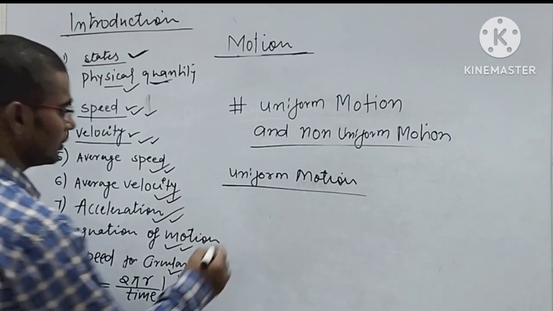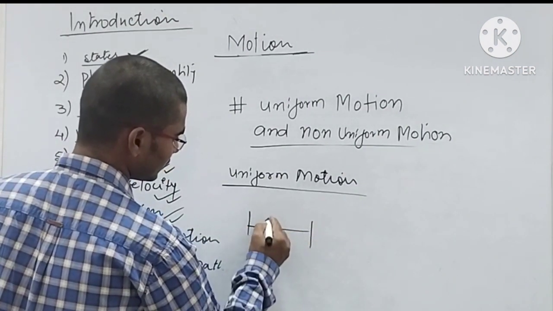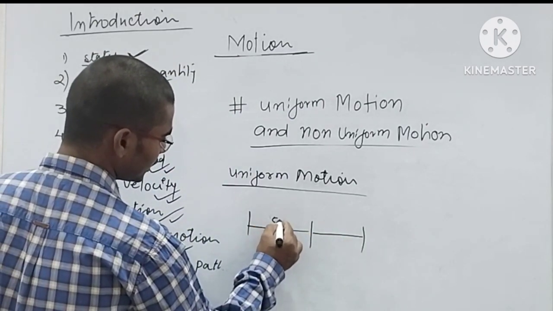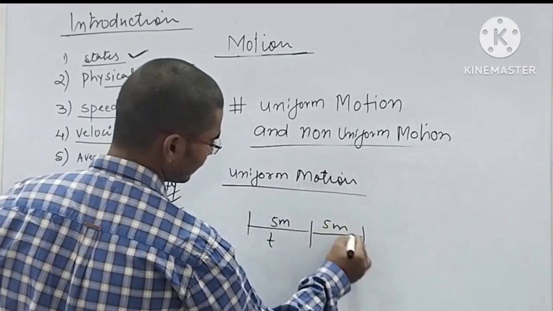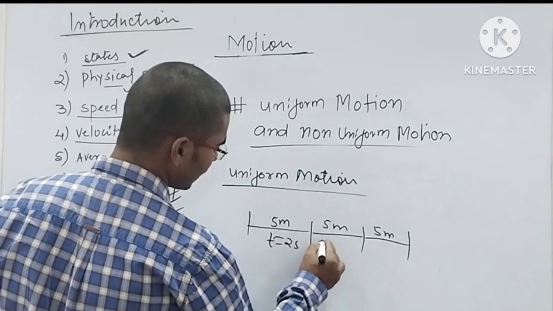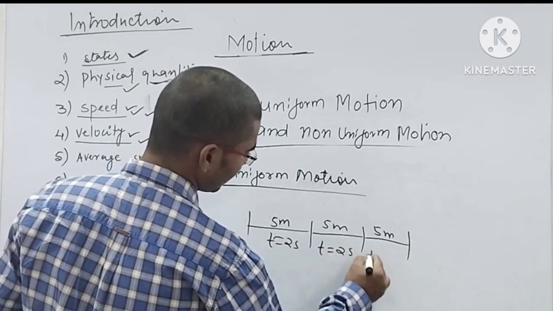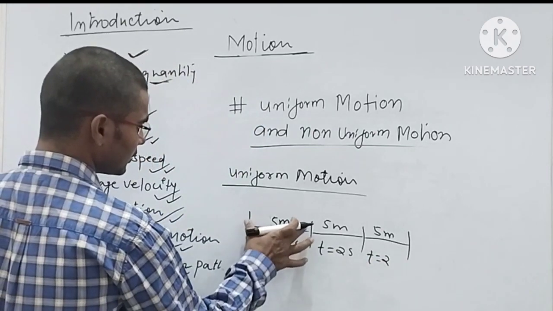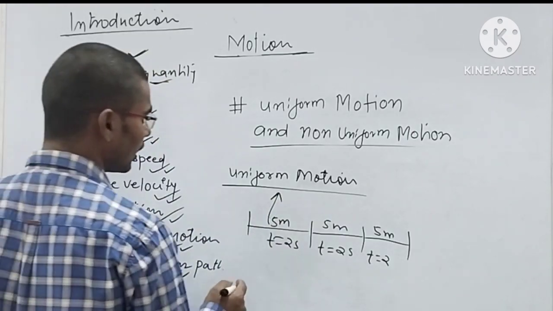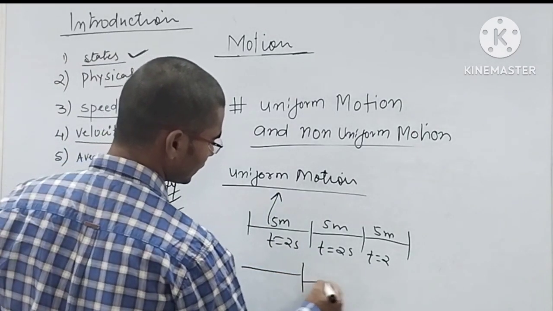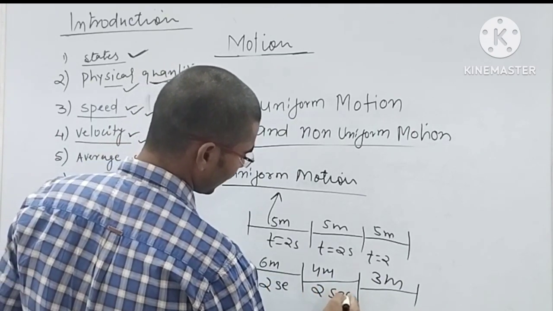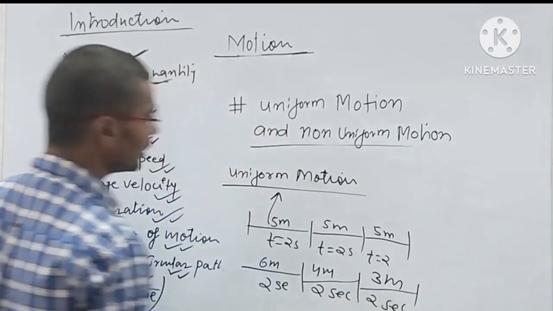Uniform motion. Here, when equal distance is covered in equal time intervals, suppose this is 5 meter and this is 5 meter. Equal distance covered in equal time intervals is called uniform motion, and non-uniform motion is unequal distance covered in equal time intervals.